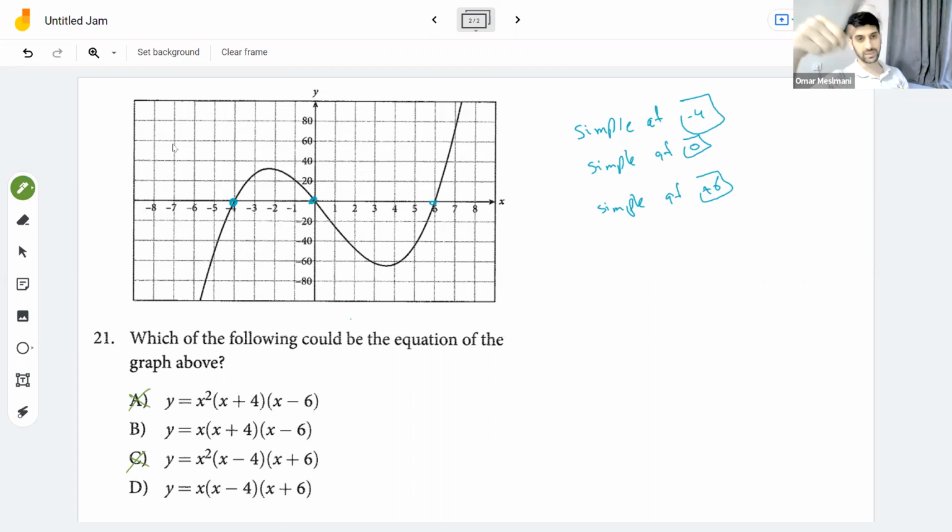And as you can see in option A and option C, the x power 2 means the x has to be a double 0, and I don't have an x as a double 0. So what do I have to choose, B or D? I'm going to go with B, obviously B. Why? Because this is x, and x plus 4, if you make it equal 0, will give you -4. And x minus 6, if you make it equal 0, will give you 6. So yes, the answer is B.